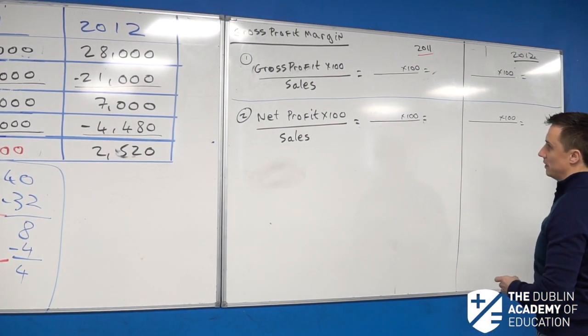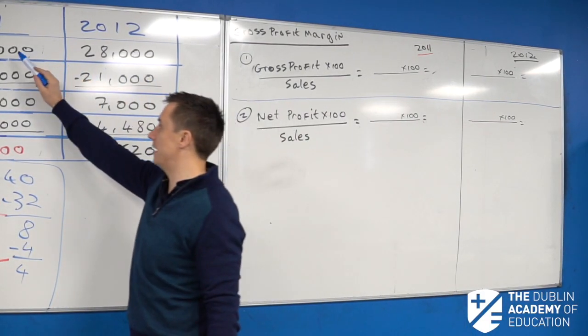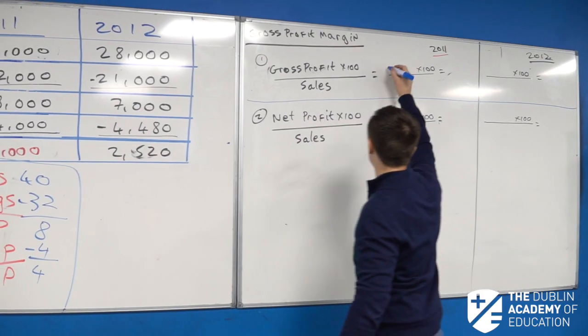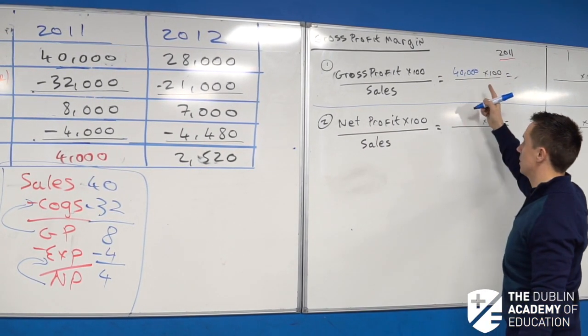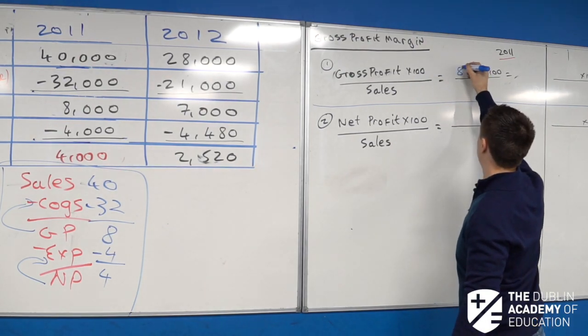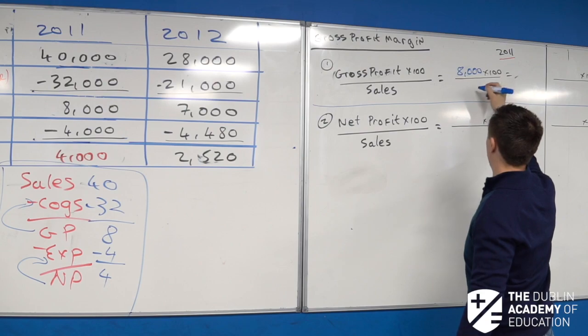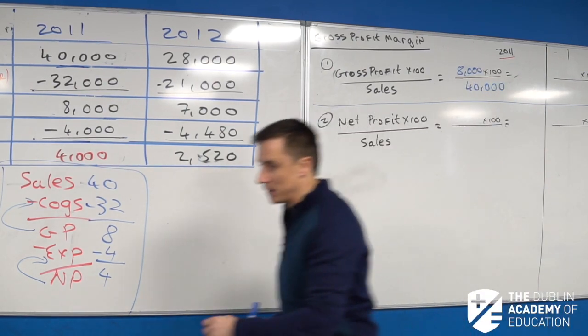Let's look at what they had in 2011. So if we get our information here, in 2011 the sales was 40,000. Multiplied by 100, or sorry, gross profit, starting off there again, the gross profit was 8,000. Multiplied by 100, that gives their sales there, 40,000. Now, I'll just grab the calculator here.